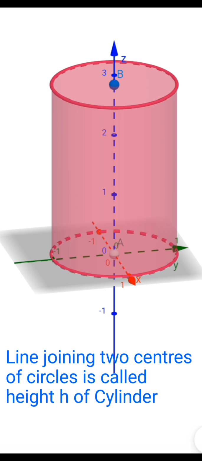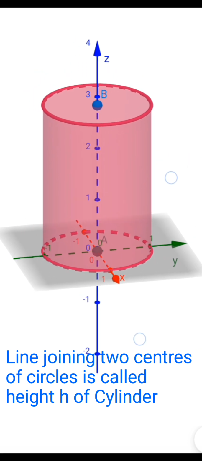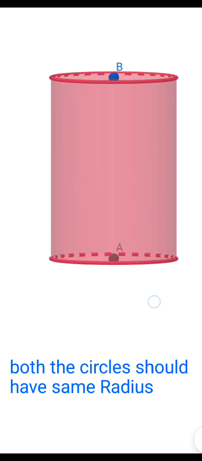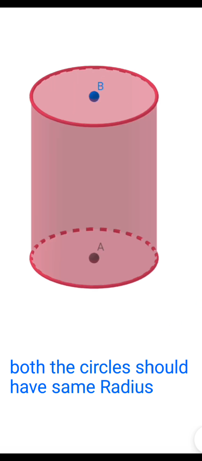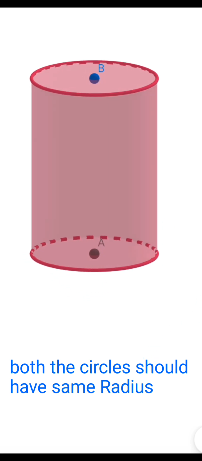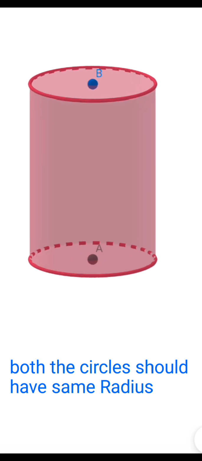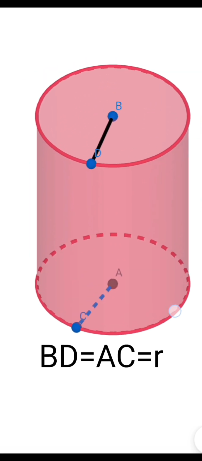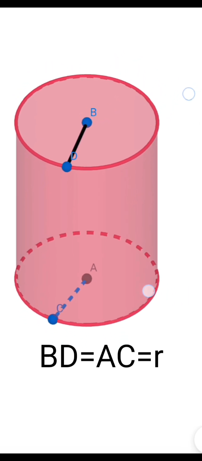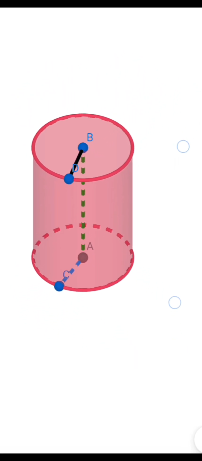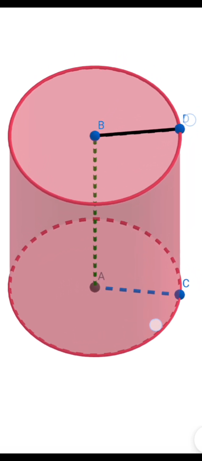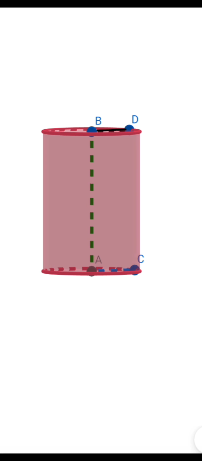Let's see two defining parameters of the cylinder, that is height. The line joining the two centers of the circles is called the height of the cylinder. Radius r of the cylinder is the radius of these circular surfaces and both the circles should have the same radius. If we join any center of the circle with the circumference of the circle, that would be the radius of the cylinder. Because both the circles have the same radius, we can take any of them.